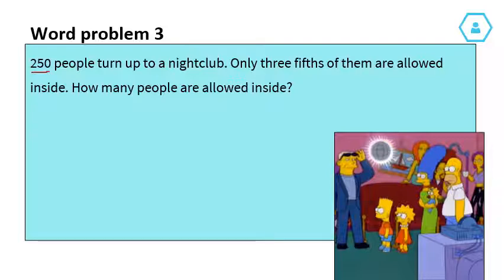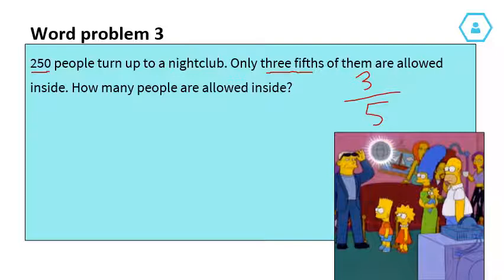Now with a problem involving a fraction, we know that fractions and division are related. So let's say I write 3/5 like this. I know that this 5 down the bottom represents how many parts of one whole. So the one whole would have been split into 5 parts, and then we're referring to 3 of those parts there. So let's think about 250. 250 has been split into 5 equal parts, and 3 of those equal parts, or 3 of those equal groups, are allowed into the nightclub.